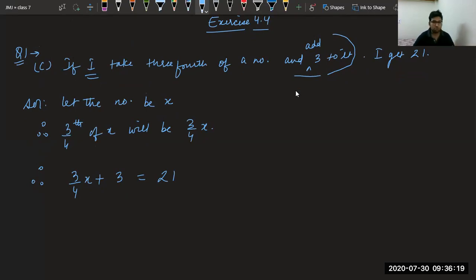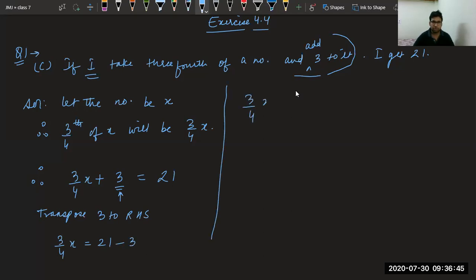Now we have to solve this. Again, we can use the transpose method. First, we will take away this 3 to right hand side. So transpose 3 to RHS, it becomes 3 by 4x is equal to 21 minus 3. So we will get 3 by 4x is equal to how much? 18. Now, yes, Rishi, you are correct.